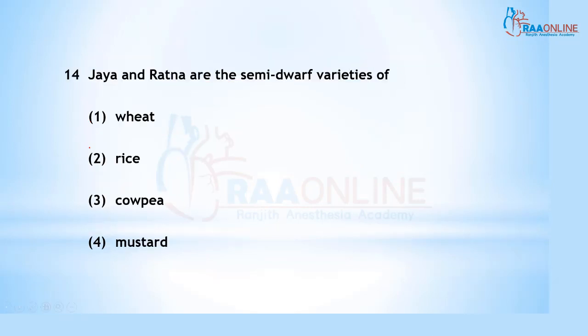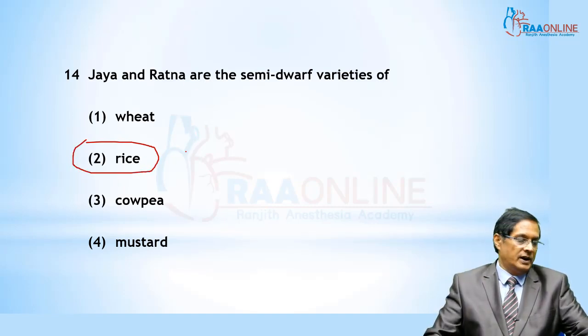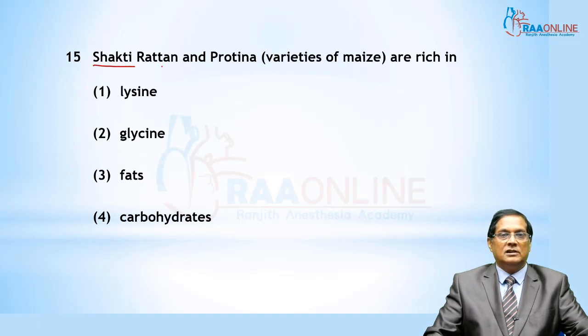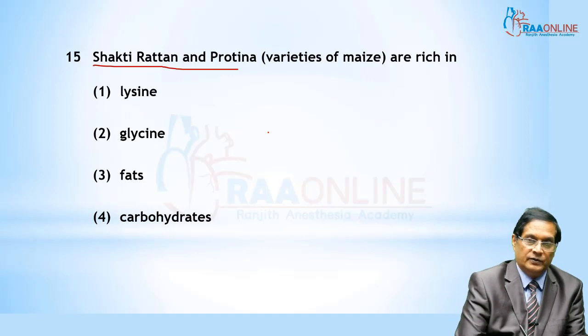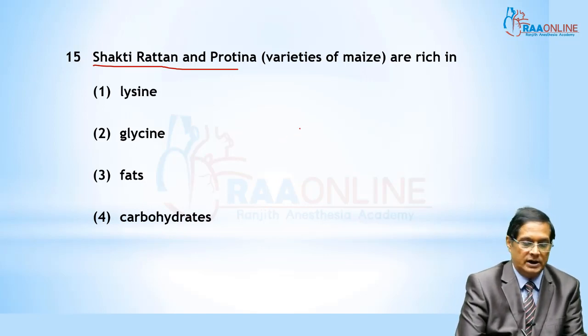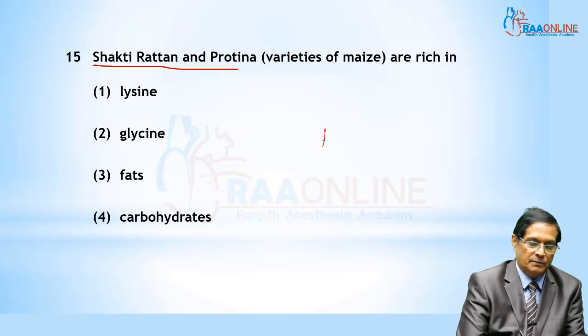Question number 14. Jaya and Ratna are semi-dwarf varieties of rice. This is a direct informative question. No explanation is required here. Then Shakti, Ratan, Protina. If plant breeding is done for the improvement of nutritional quality, then the process is called biofortification.